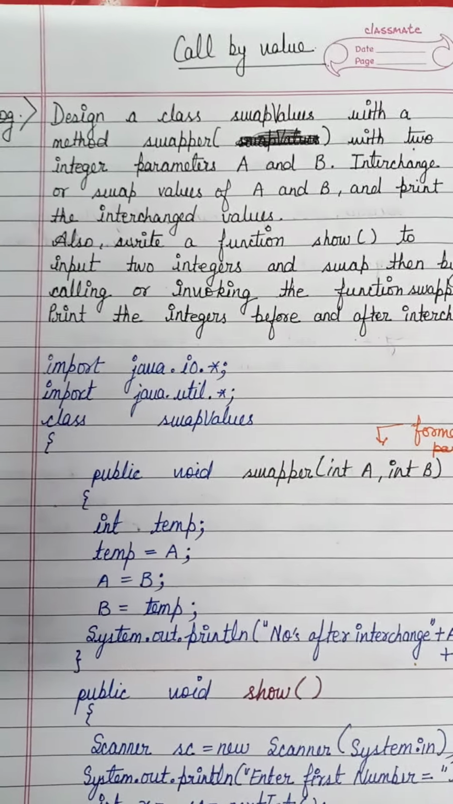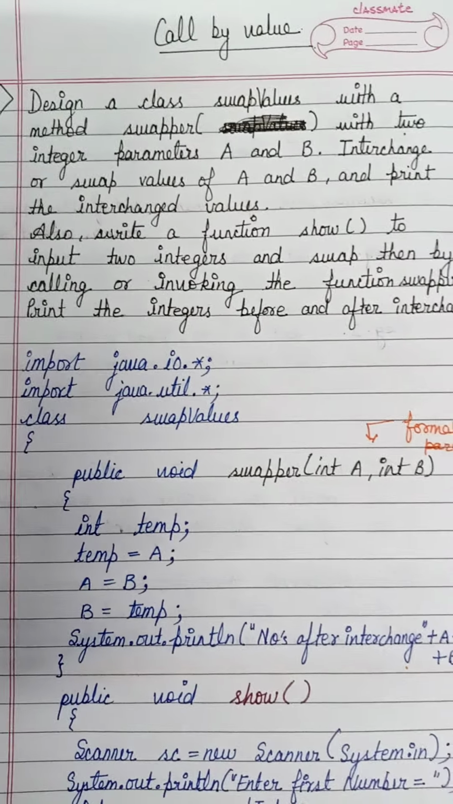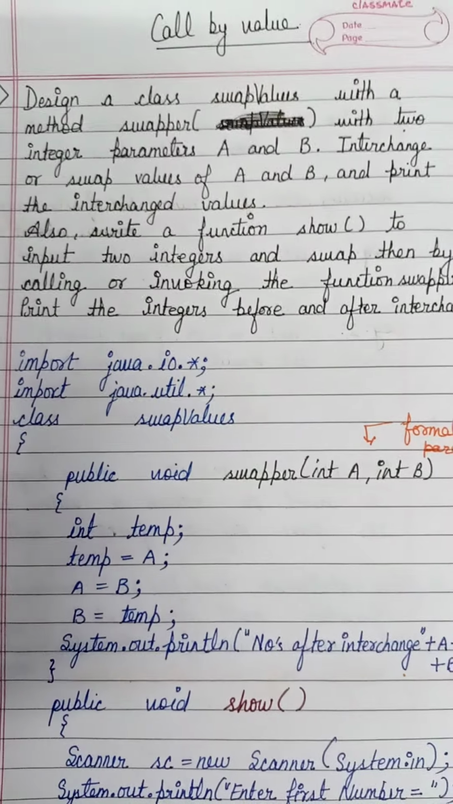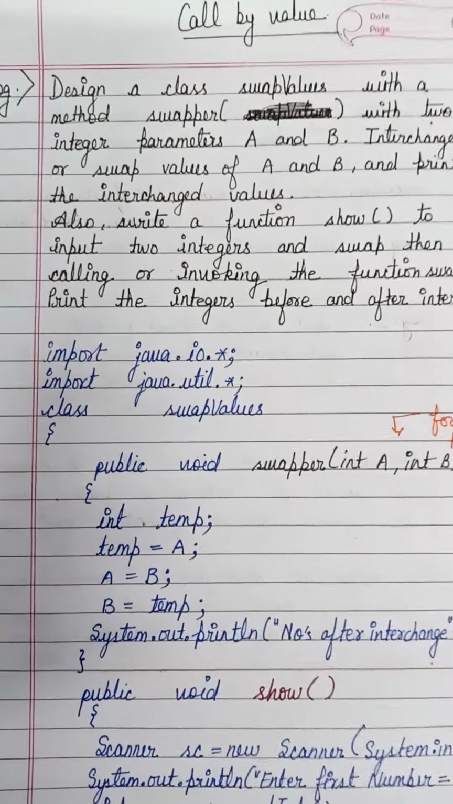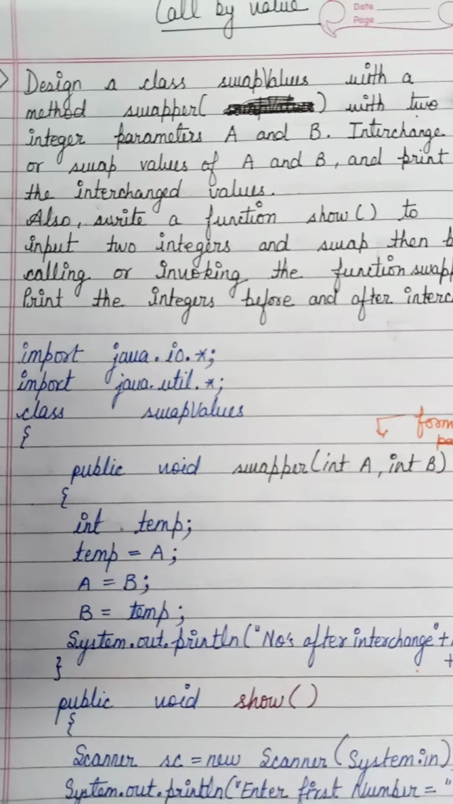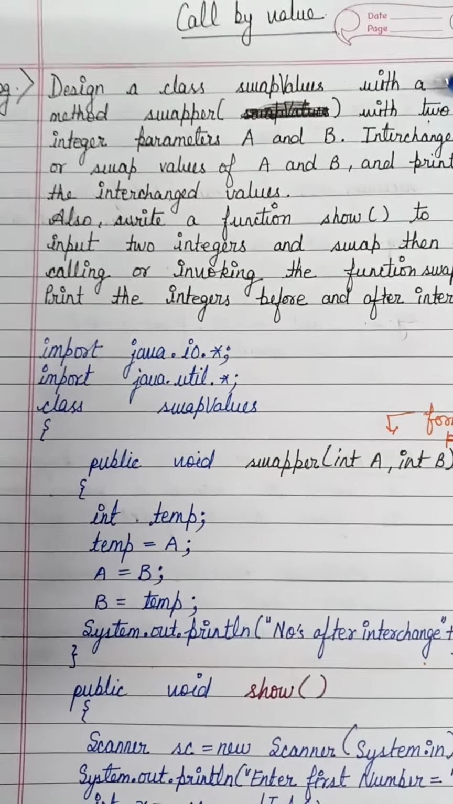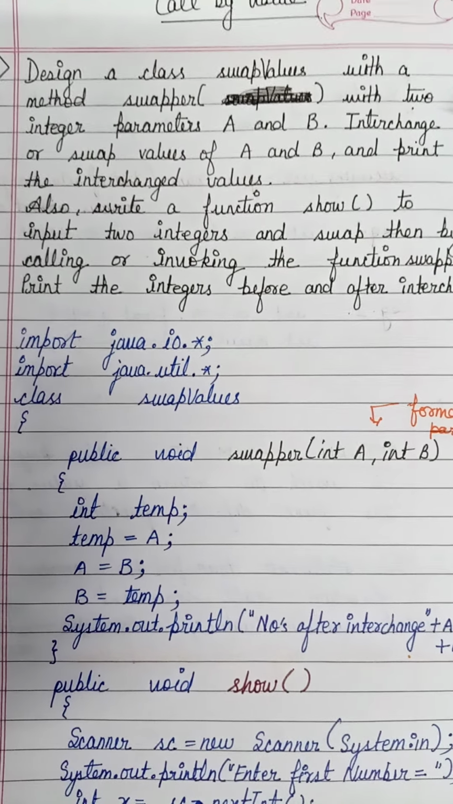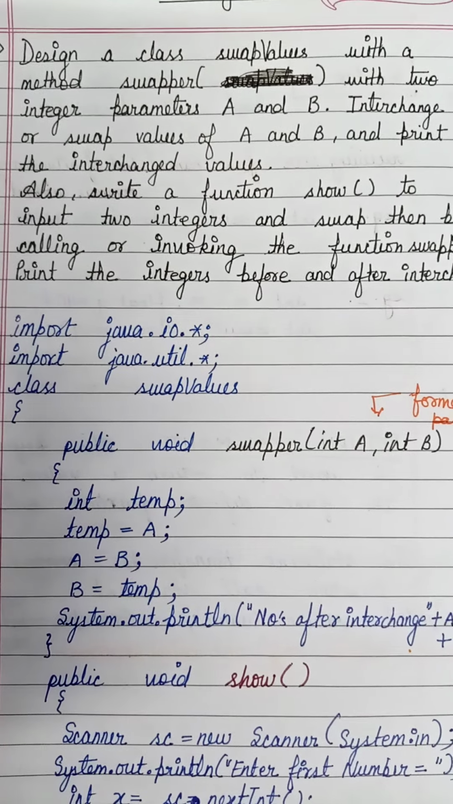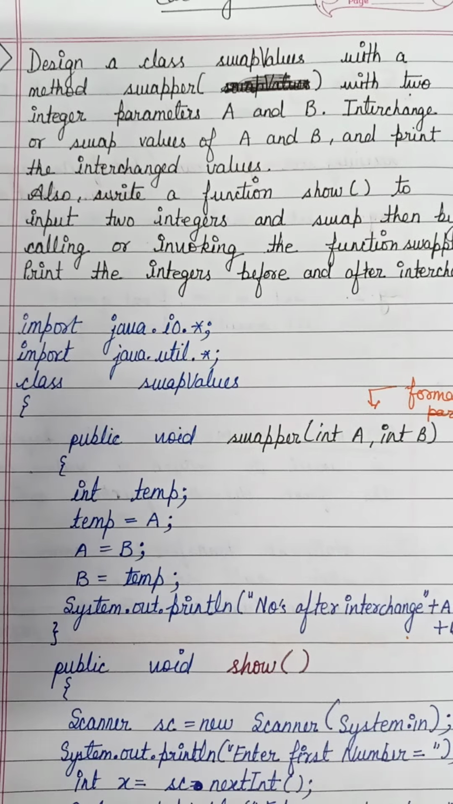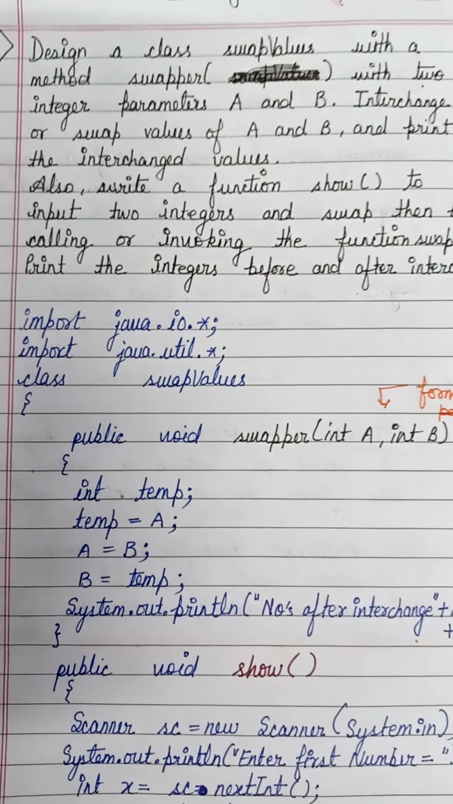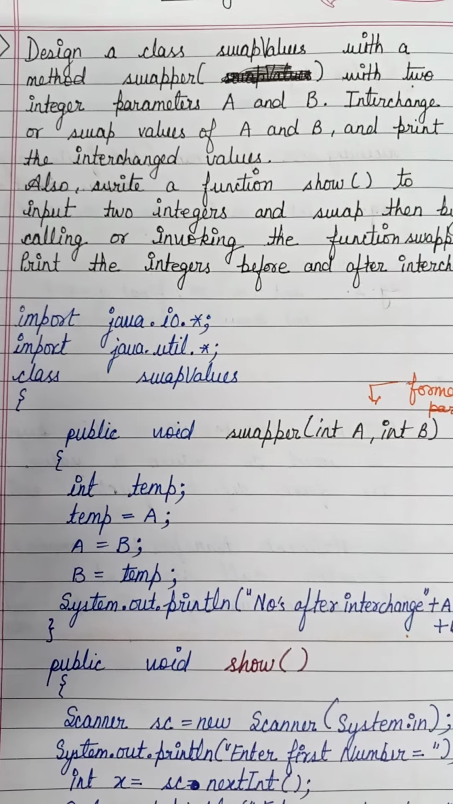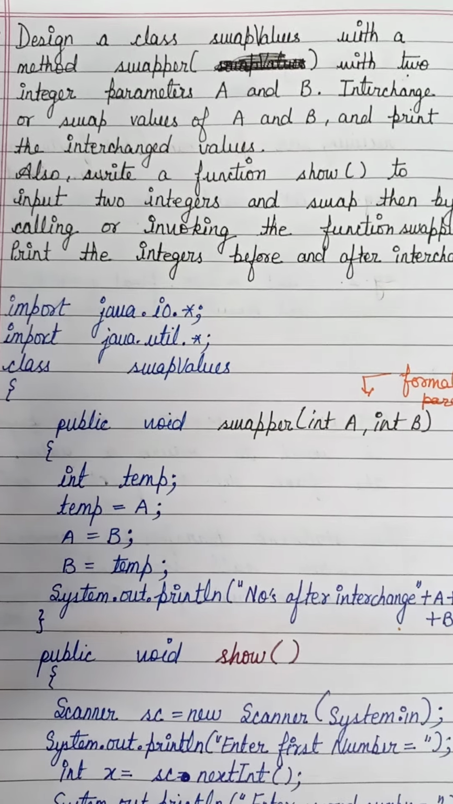In this video, we'll do a program of call by value and call by reference. We'll practice the program. The question is, design a class SwapValues with a method swapper with two integer parameters a and b. Interchange or swap values of a and b and print the interchanged values.